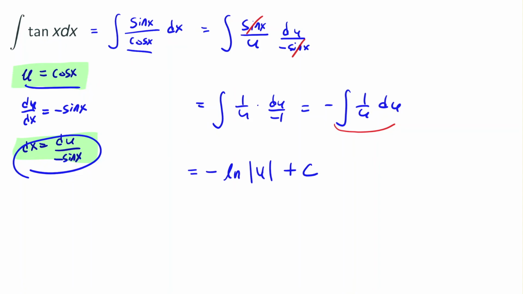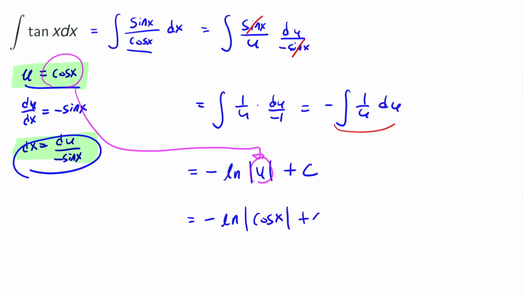For the final answer, we need to plug in what u is. What is u? u is cosine x. So we have negative ln of absolute value of cosine x. Here we need to keep the absolute value because cosine x could be negative, depending on the angle. So this is the final answer. In fact, if you take the derivative of this, we'll get tangent x.